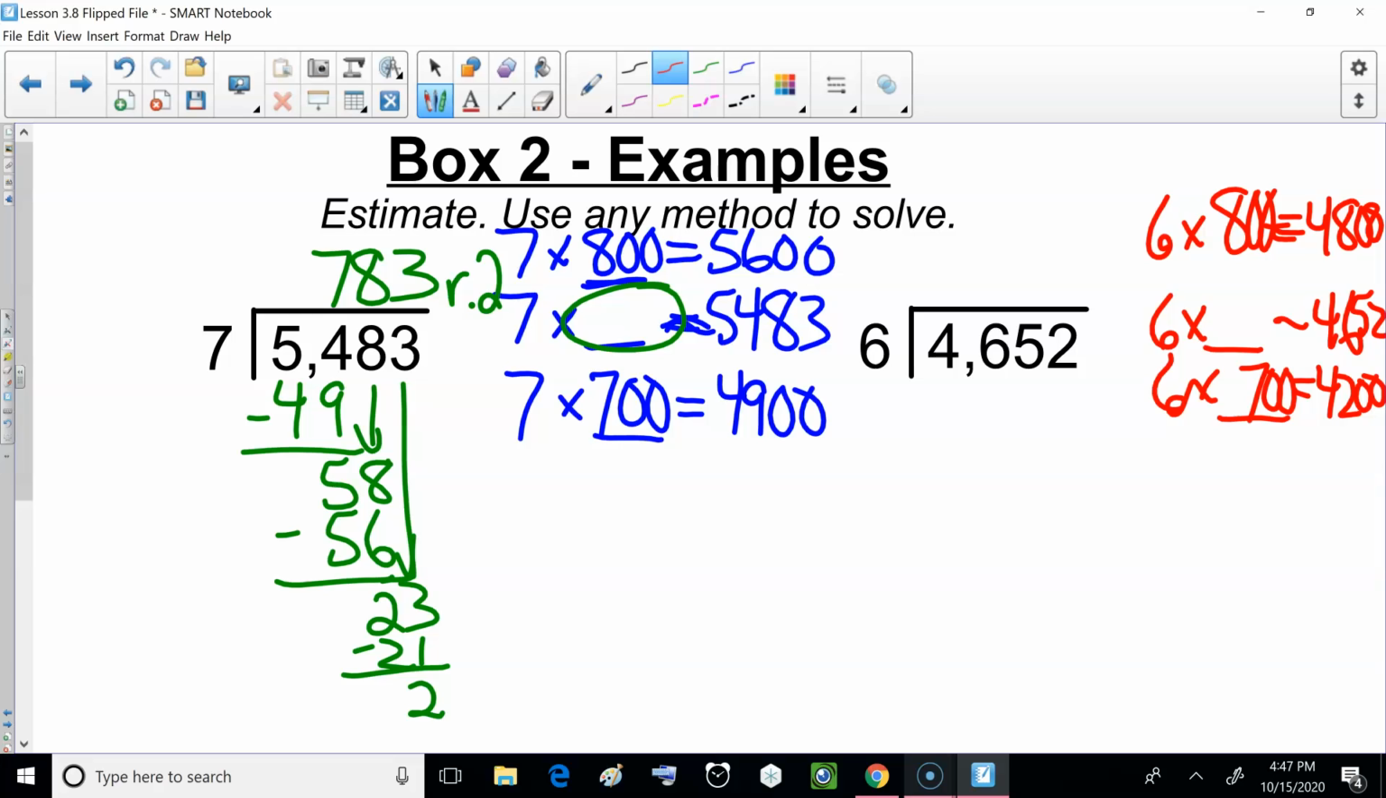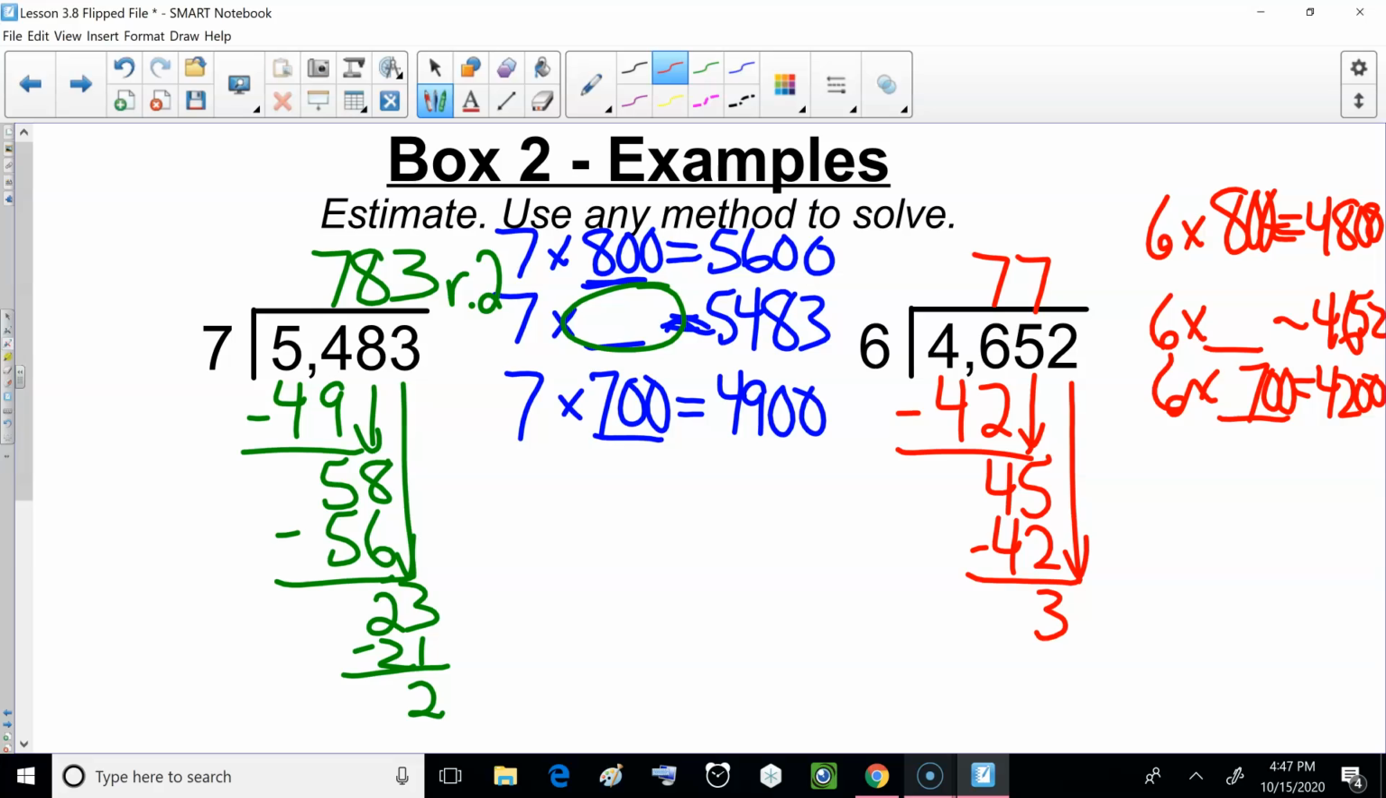So 6 can go into 46. We will 7 times because I know it's just the closest one lower to it from my estimation sandwich over there. 4, bring down the 5. Well, this is really, 45 is really close to 46. So I'm going to guess it's that same 7 again. 7 times 6 is 42. And the 3, bring down the 2.